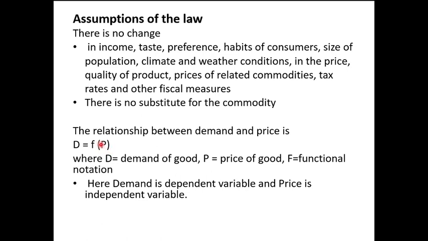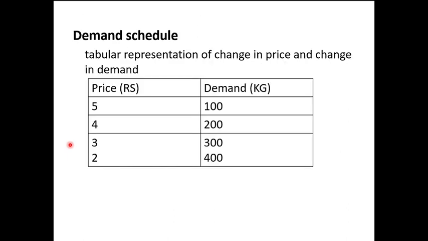So you should say the variable which comes on the right side is always the independent variable. Here, what is the independent variable? Price is an independent variable. What is the dependent variable? Demand is the dependent variable. Clear? Okay, this is the functional notation of the law of demand. This is not the demand function, it is the function of the law of demand. Okay, we'll see the next slide.